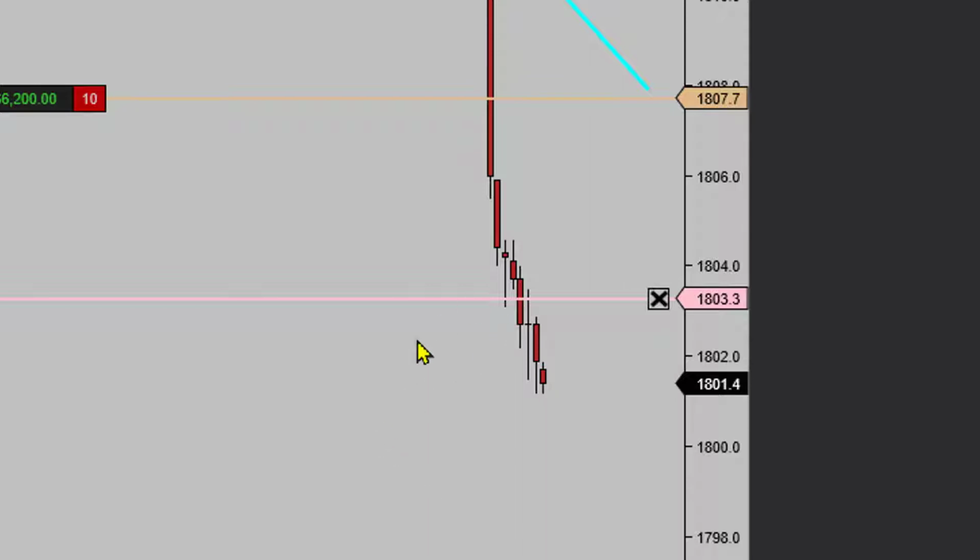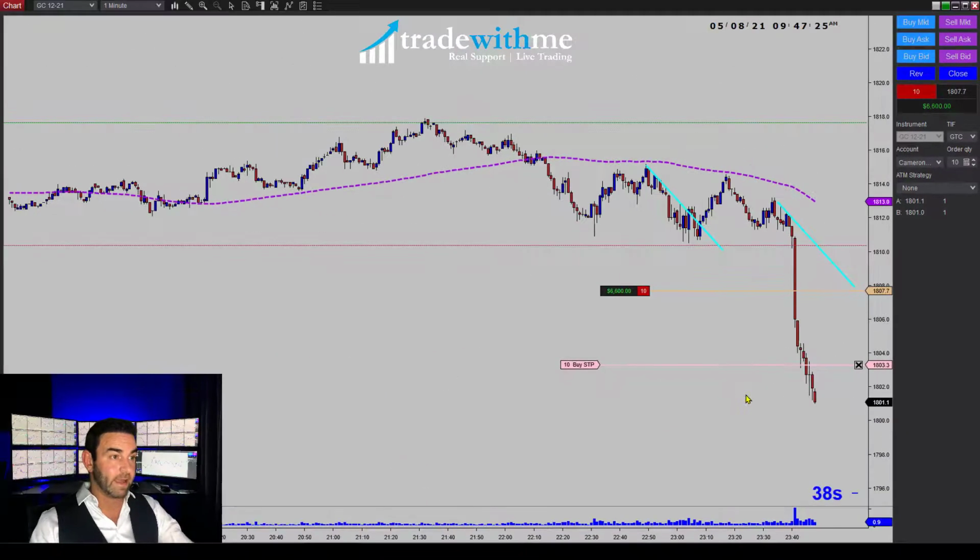Now, I could get out before this stop. I may manually exit, but this is a stop that I have in the market at all times. So if it does turn around really quickly, faster than I have time to react, I've protected my profit. So you can see here, I'm just looking at the bars. We're still making lower highs. We've got 23 seconds to the close of this bar.